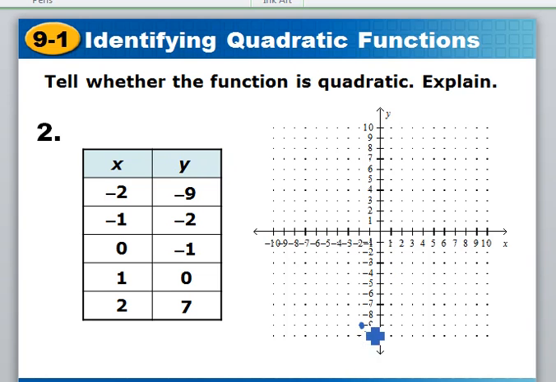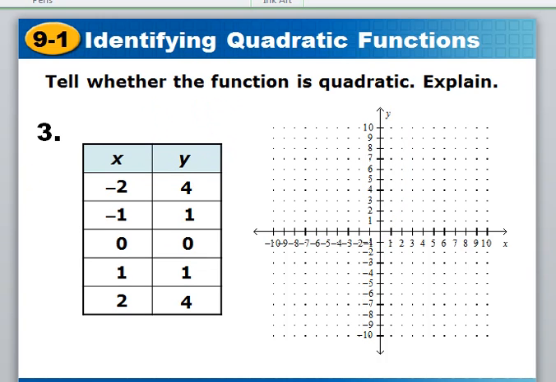So you get -2, -9, -1, -2, 0, -1, 1, 0, and you've got 2, 7. You can see this is not a quadratic. It does not make a U or a hill, which is what a parabola would make. We need this type of shape for it to be quadratic, one of these two.